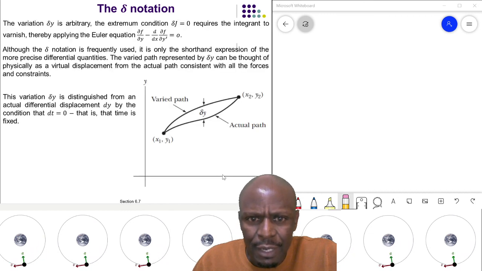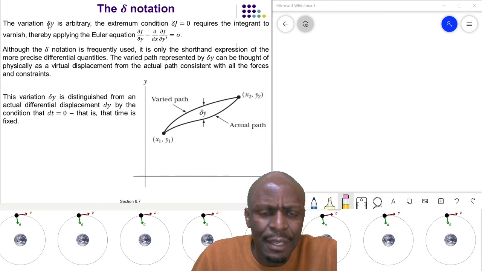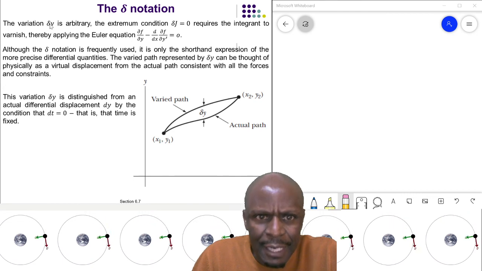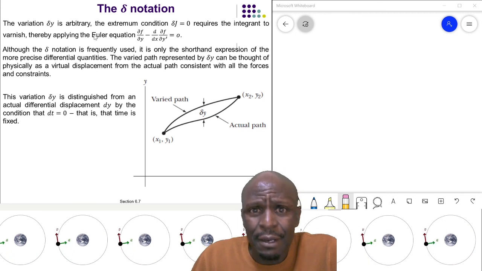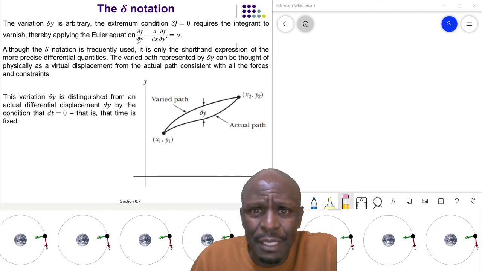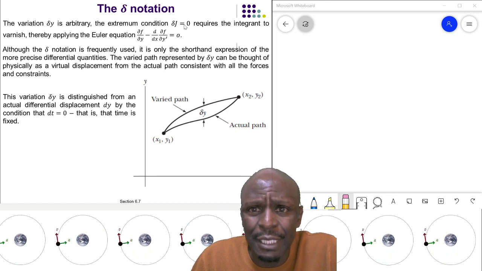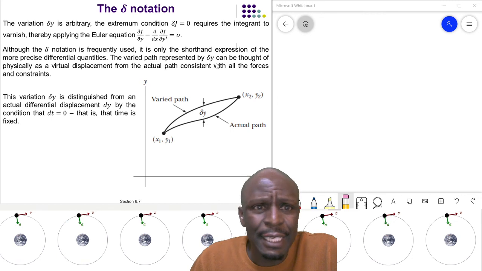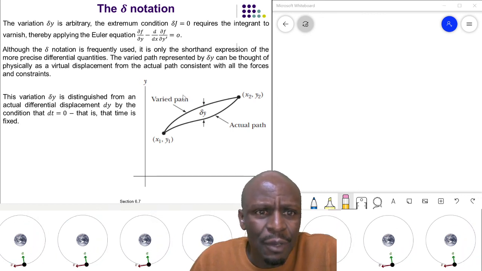Now, in order for us to consider delta y as the variation, which is arbitrary, the Euler equation will just be given by this equation. Therefore delta J equal to 0 requires the integrand to vanish. Therefore this is what you are going to have.